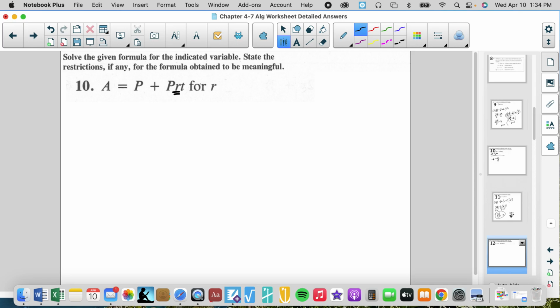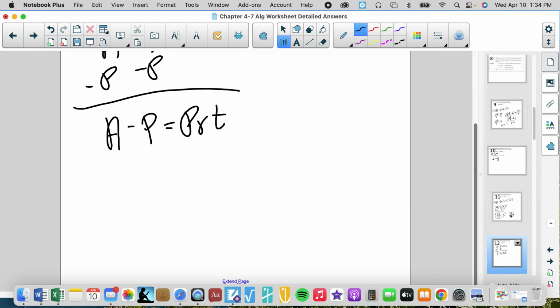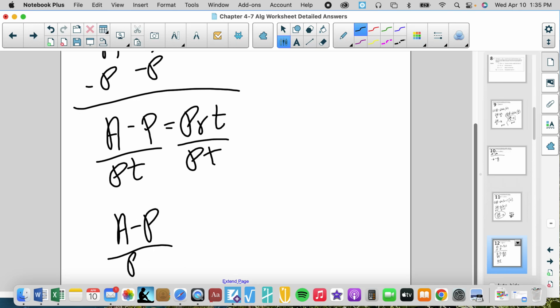We're going to isolate r. So there's a number of things happening to r here. We have p plus p times rt. I'm going to get rid of things being added and subtracted first. So we get a minus p equals p times rt. We're still isolating for r, so we're going to divide by pt. Divide by pt, and we get a minus p, over pt equals r.